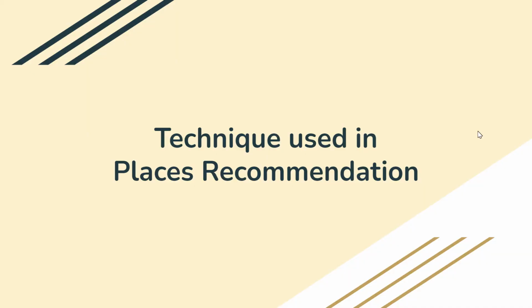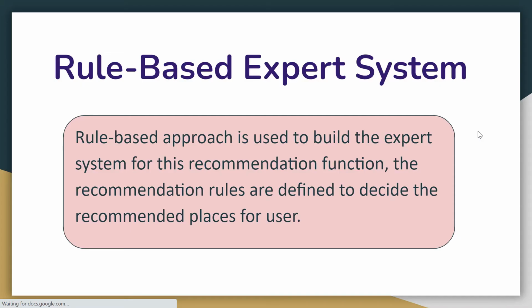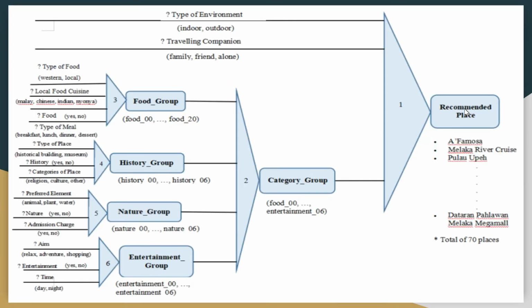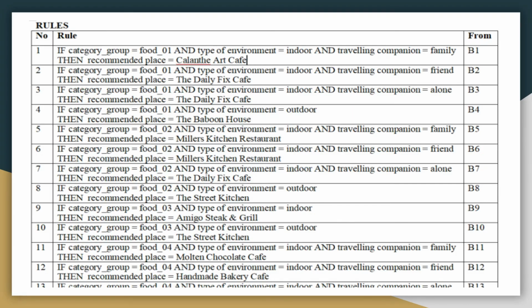Next is the technique used in the place recommendation module, where it uses the rule-based approach, in which the recommendation rules are defined initially in the system to help design the recommended places suitable for the user. This is the block diagram, and this is the Mocha chart which is used to design the recommendation rules used in this recommendation function, and this is an example of the rules defined in this system.